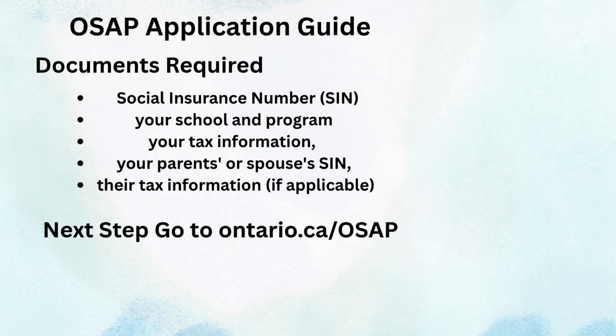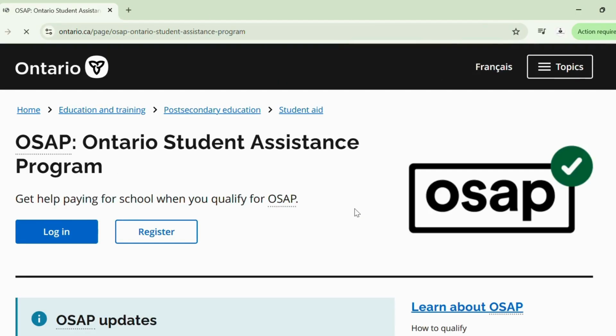Let's guide you on the OSAP application. How to do that? First, ask for the documents that are required for OSAP. Make note of them, and then go directly on Google and search for Ontario.ca/OSAP.